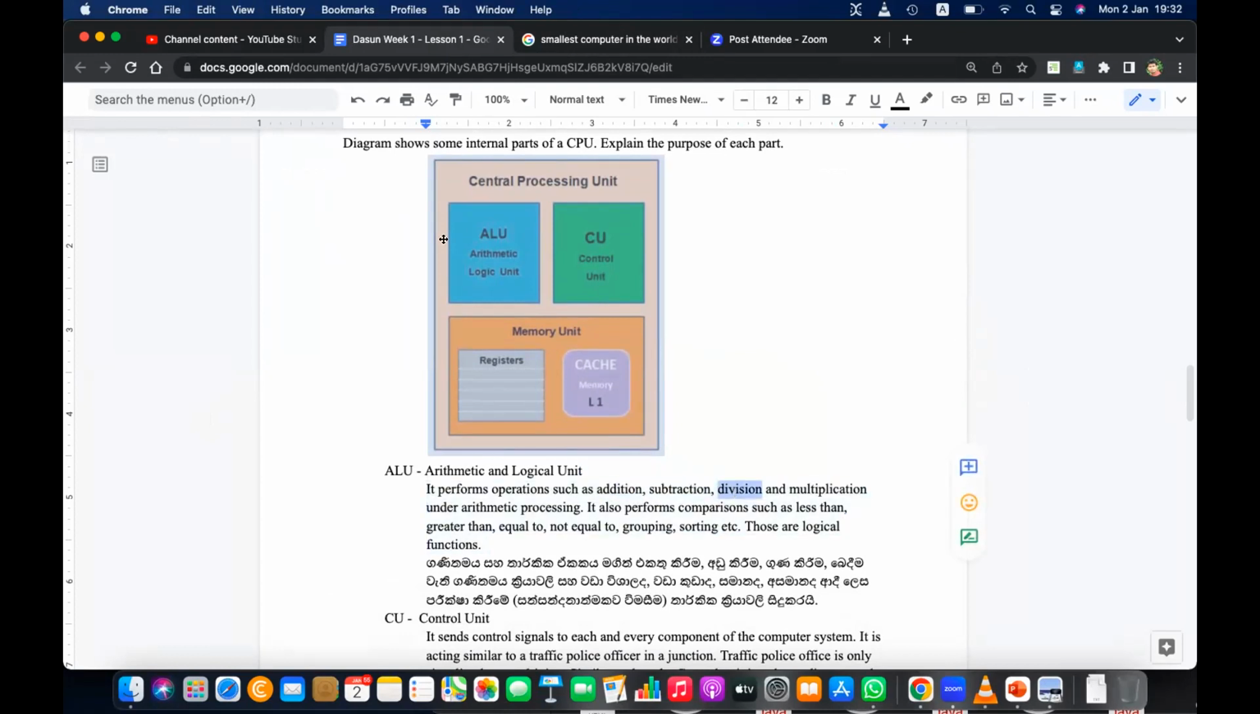and not only that, it will do the logical operations like comparisons, whether a number is greater than or less than, whether it is equal, not equal, inequality check, equality check, all these things, grouping, sorting, merging, filtering, all these are called logical operations. We group this, we sort it, A to Z.